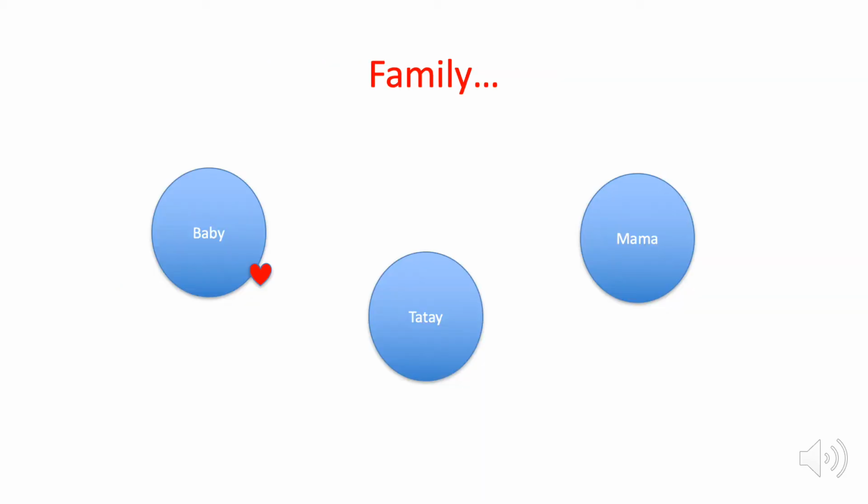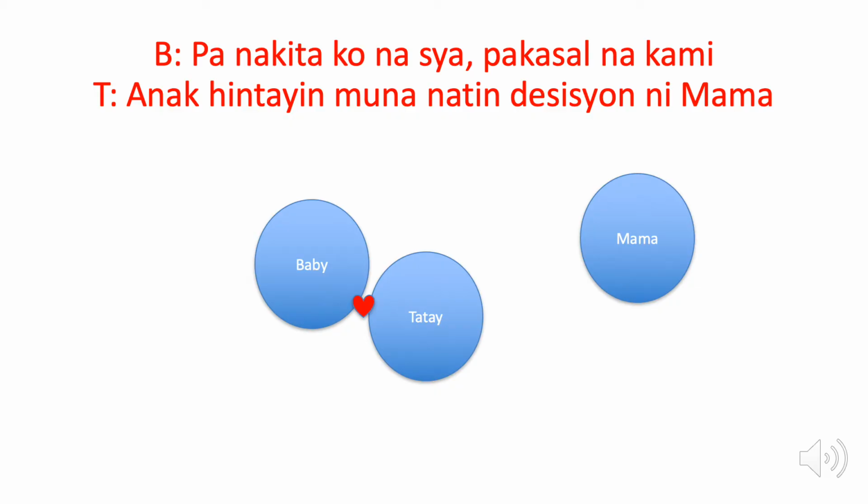For you to understand that, I want you to imagine a family composed of baby B cell, tatay T cell, and mama macrophage. So let's say, for example, baby saw the antigen first before mama. So baby thought that she had found her soulmate. Then baby B cell will present her soulmate to tatay. And baby B cell would say, "Tay, please allow us to get married." And tatay replied, "Baby, can we wait for your mama to decide also on this matter?"